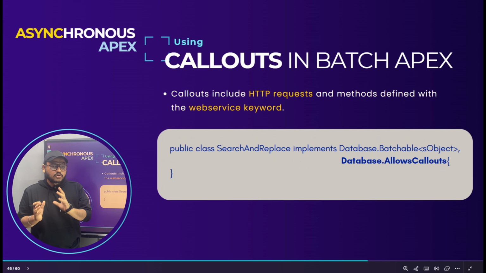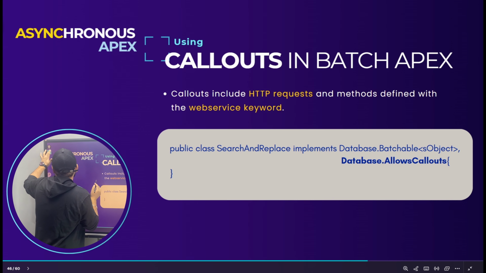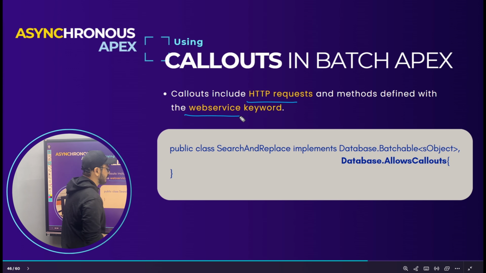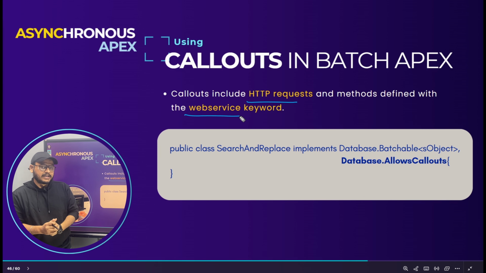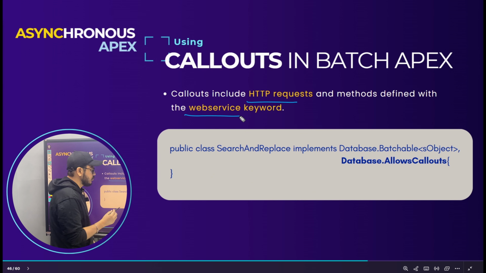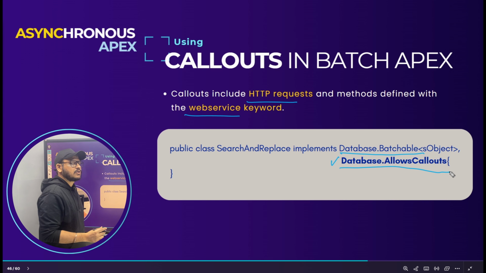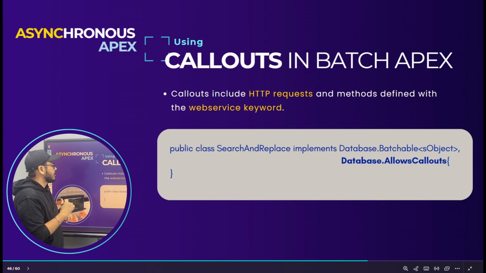Coming to callouts. Callouts are when you are making a call to an external system, so these are basically HTTP requests or web service methods defined with the webservice keyword. By default, you cannot make callouts using batch Apex. If you have to make callouts, then in addition to the Database.Batchable interface, you will have to use one more interface, which is Database.AllowsCallouts. If you have to make callouts from your batch Apex, you specify this interface, and that will let you make callouts through your batch Apex.